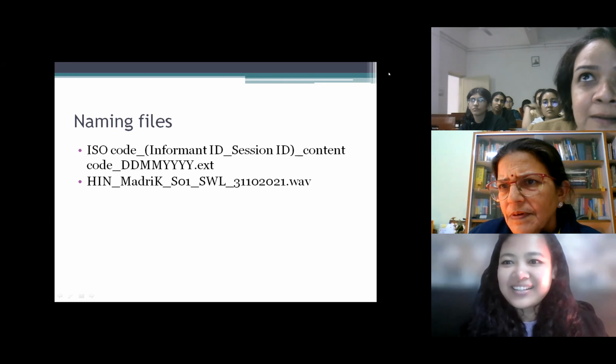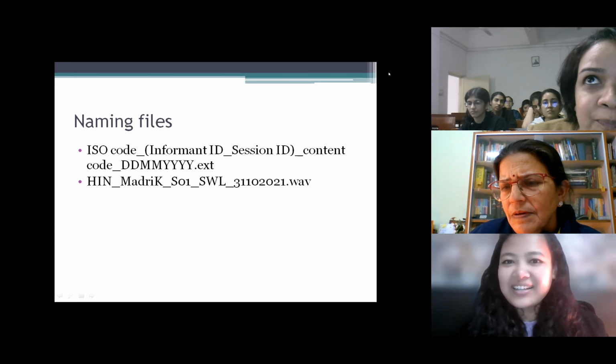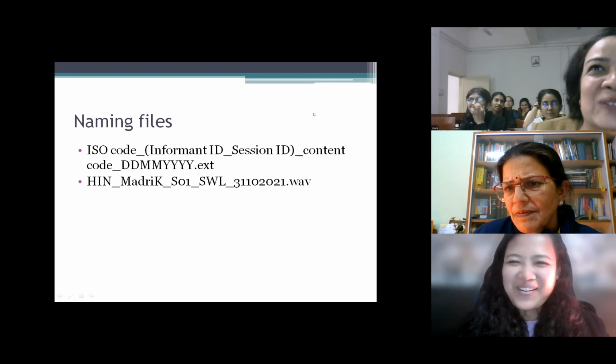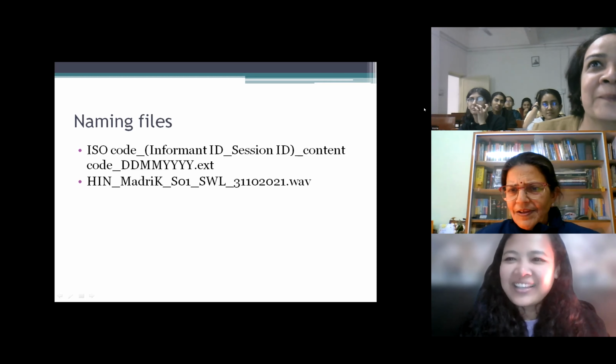In between the frame froze while you were repeating jhumka. After that the frame froze. Could you repeat that part again? Okay.